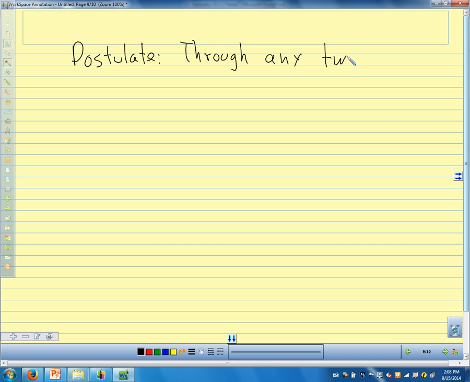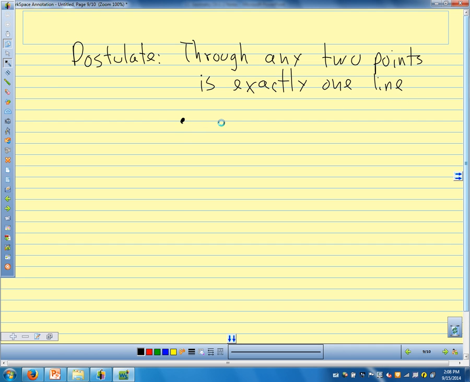Through any 2 points is exactly one line. So if I have 2 points here, there's only one line that goes between those 2 points. If they're infinitely tiny, they take up no space. I can't connect those 2 points with anything else other than this one line.